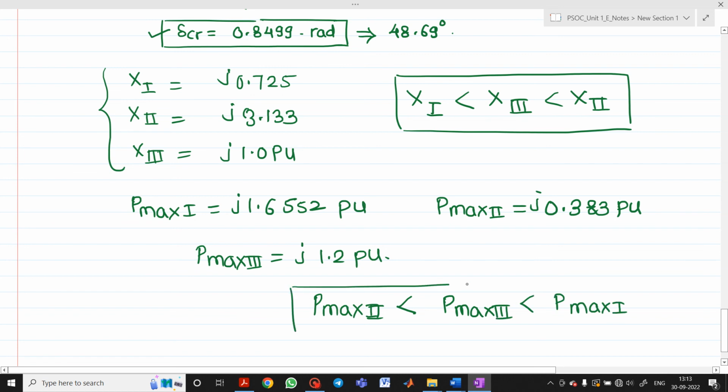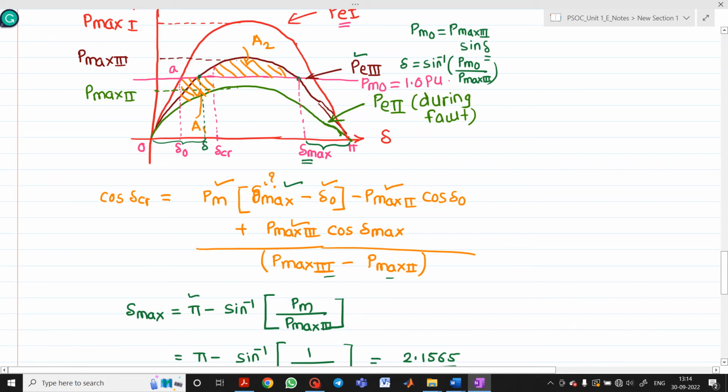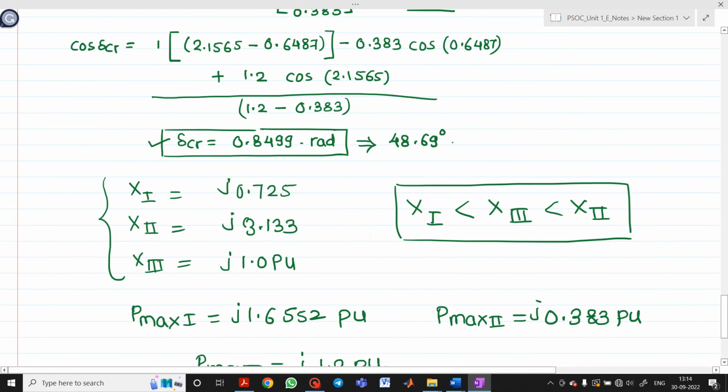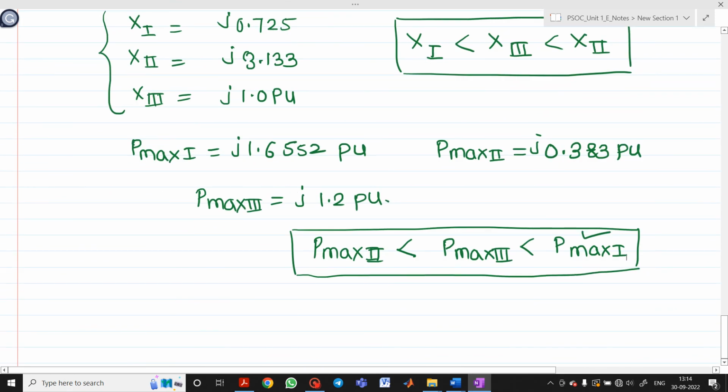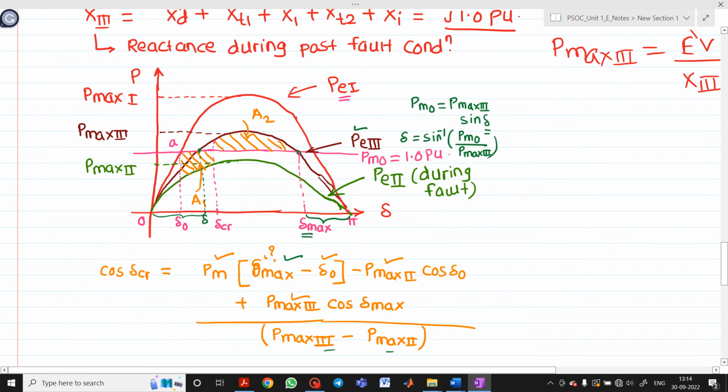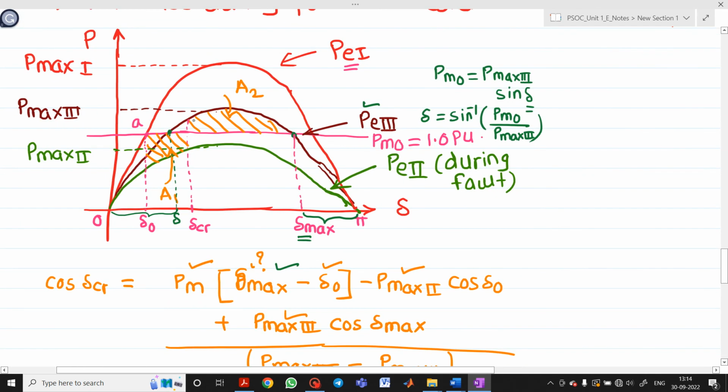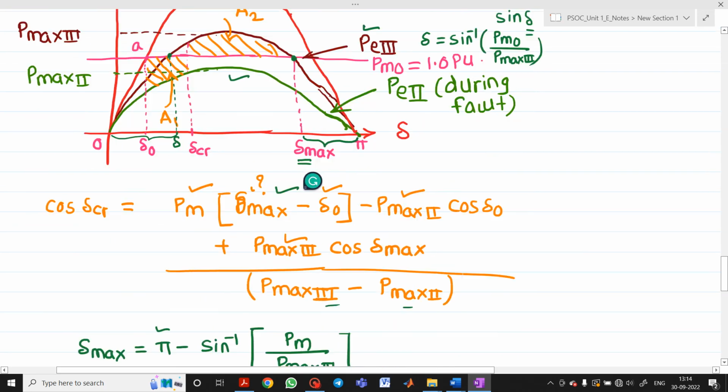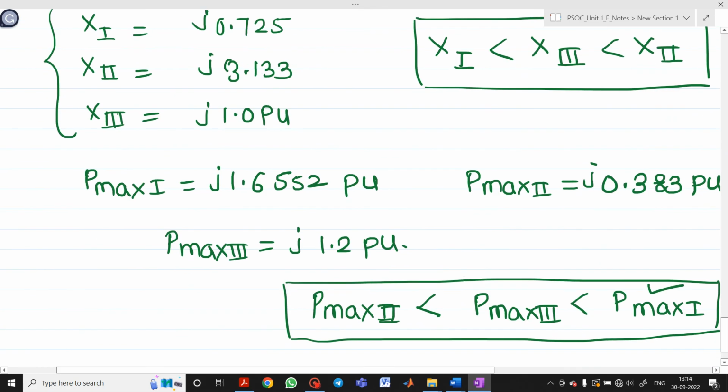If you see your graph, you will see the same thing. The first curve is of P1, whose maximum value is Pmax 1. This is your red color curve. Next is Pmax 3, which is in between. This is the value of PE3, which is between the first curve and the second curve. That is the curve after clearance of the fault. And this will be the curve of Pmax 2. Pmax 2 means the maximum power transfer during fault. This will be the PE. So this is the relation which is very important. Please keep in mind both these relations.